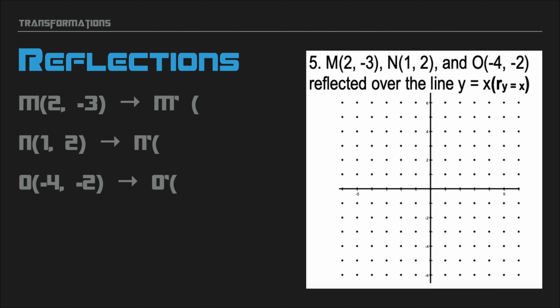Ooh. Finally, we have our last one, which is reflecting on y equals x, which is, by the way, this line right here. So let's look at our points. First, we have 2, negative 3. Oh, I want to use the red for this. So 2, negative 3. And then negative 4, negative 2.